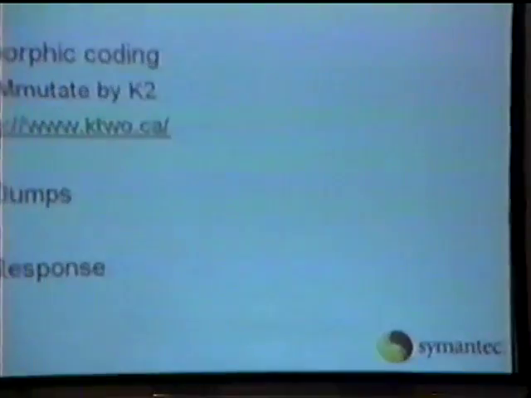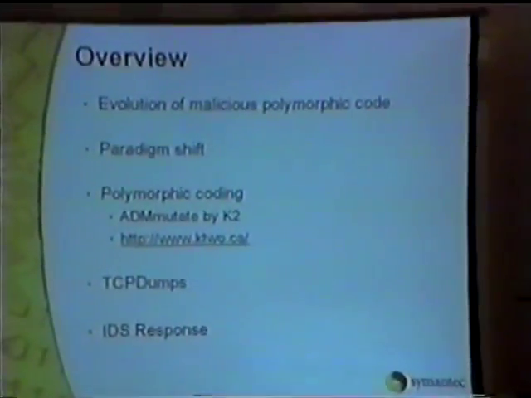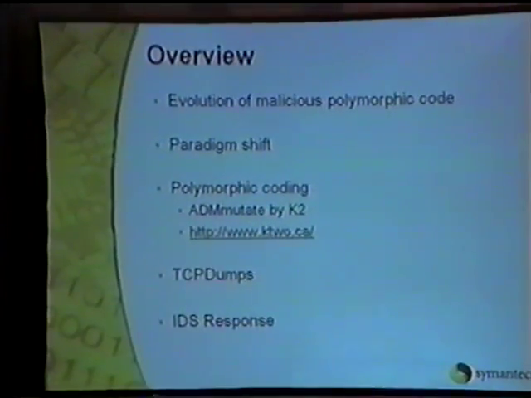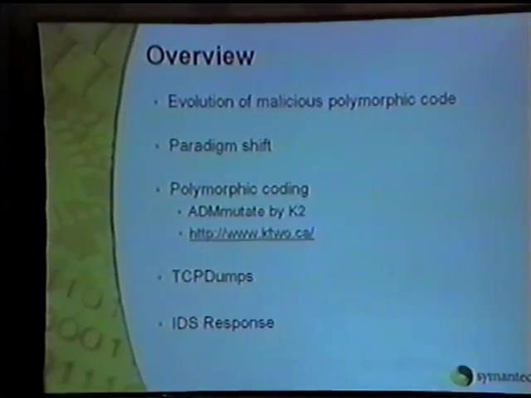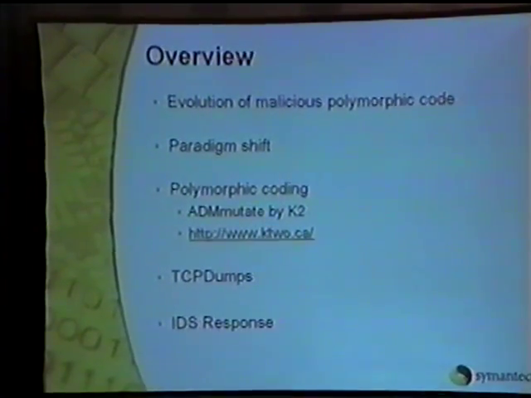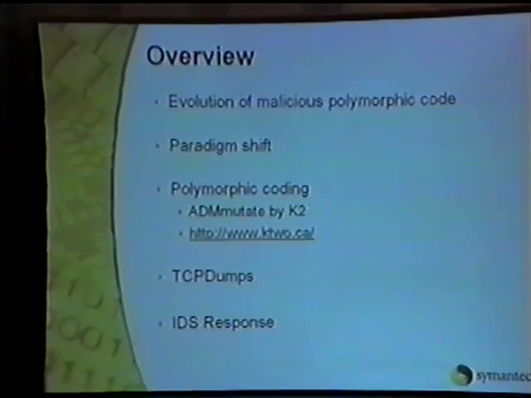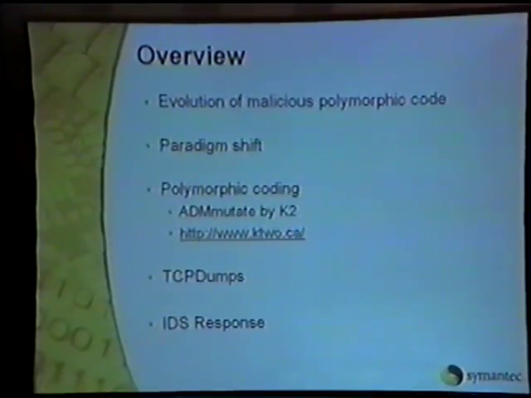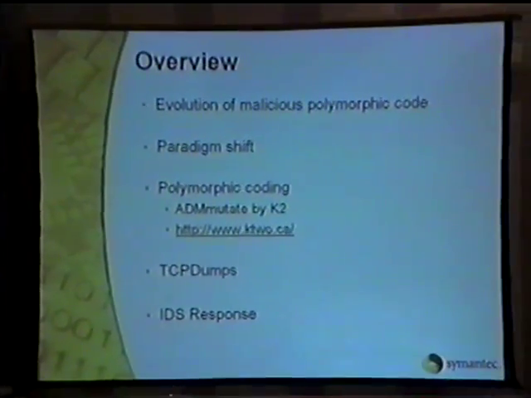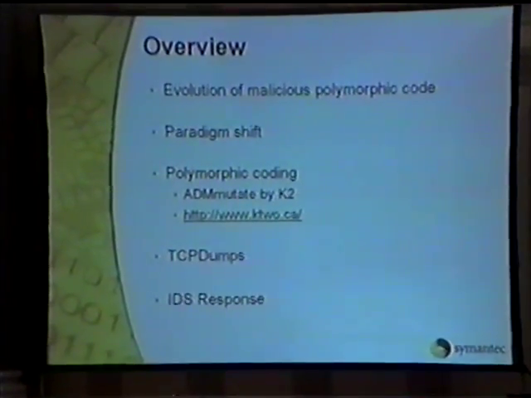polymorphism. We're going to take a look first at the evolution of malicious polymorphic code, starting with the virus back in the early 90s, and how the AV vendors were able to detect these. And then we're going to move into the paradigm shift, the shift that we see from actual polymorphic viruses to polymorphic attacks. We're going to be looking at some polymorphic coding, especially the ADM mutate tool by K2.